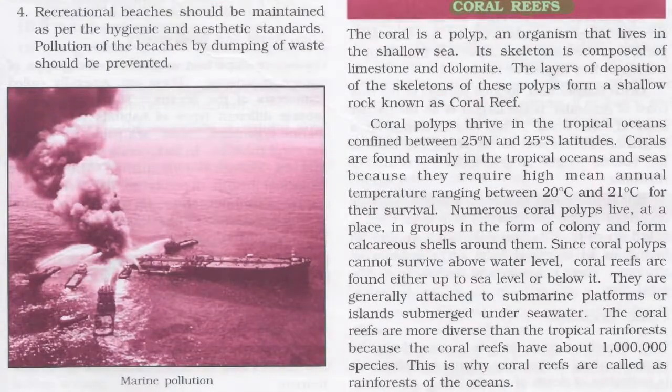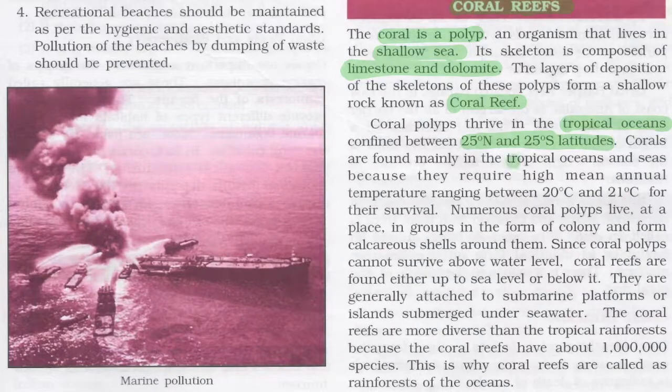Coral reefs. Coral is a polyp, an organism that lives in shallow sea. Its skeleton is composed of limestone and dolomite. The layers of deposition of the skeletons of these polyps form a shallow rock known as a coral reef. Coral polyps thrive in tropical oceans, confined between 20° north and 25° south latitudes.